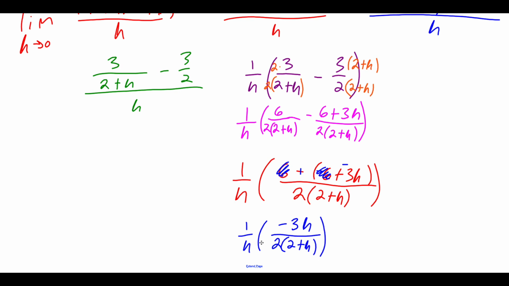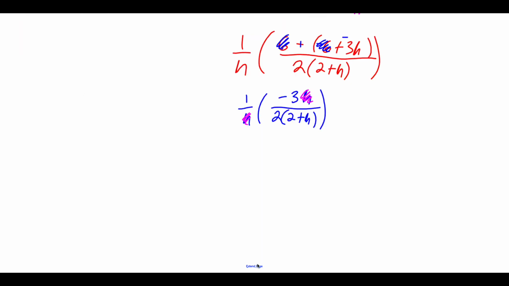Now with this h on top of the fraction and this h on the bottom of our other fraction, those are going to cancel each other out. So we're left with negative 3 over 2 times 2 plus h. But we're not quite done because we still need to do this limit as h is approaching 0. So if we do the limit as h approaches 0 of negative 3 over 2 times 2 plus h, direct substituting the 0 in there, 2 plus 0 is 2, times 2 is 4, so we end up getting negative 3 over 4.